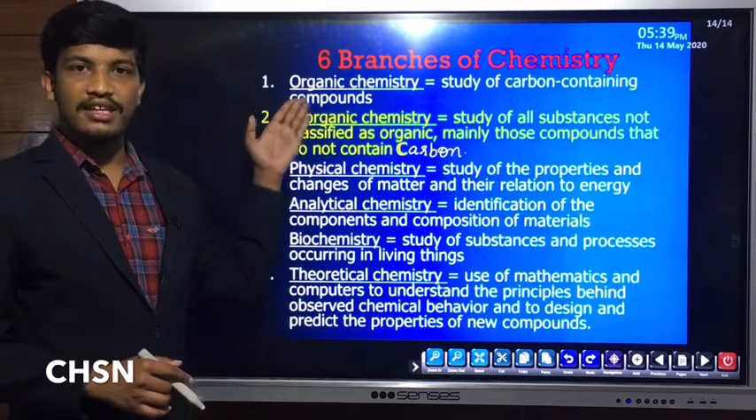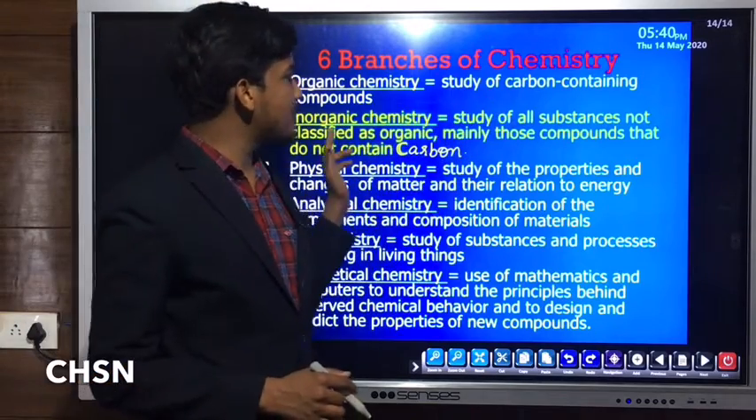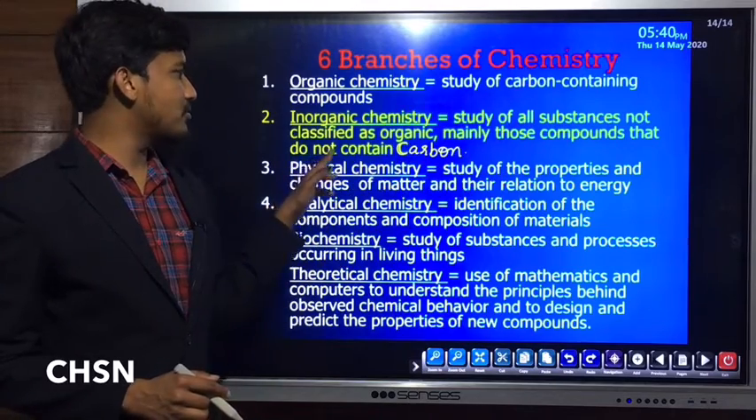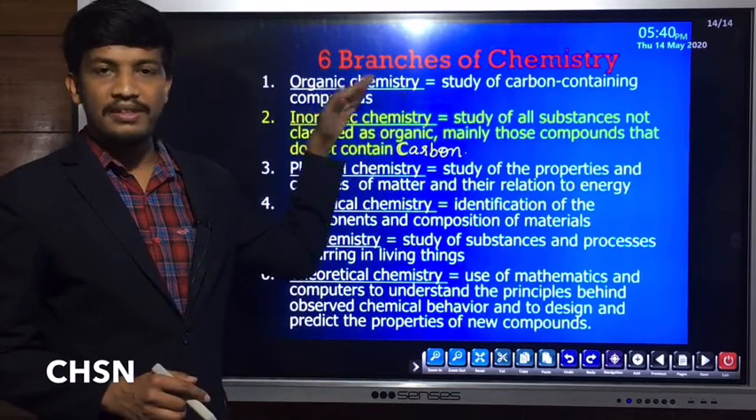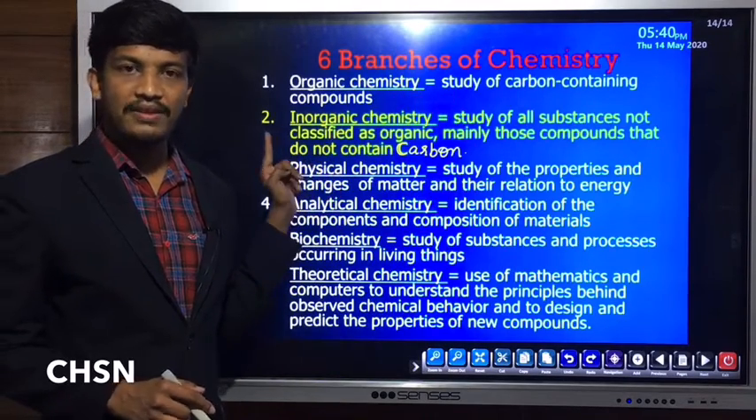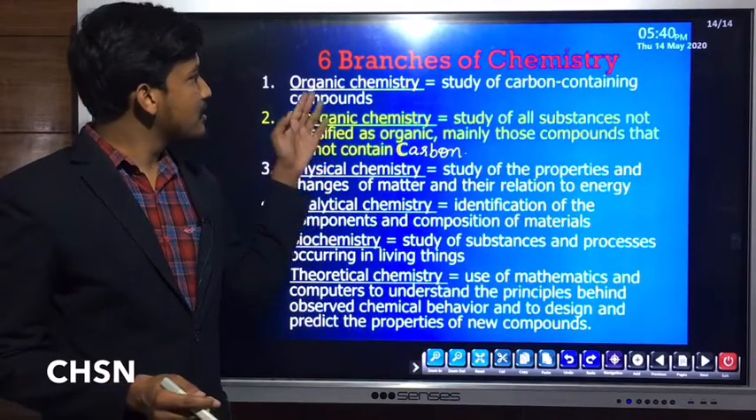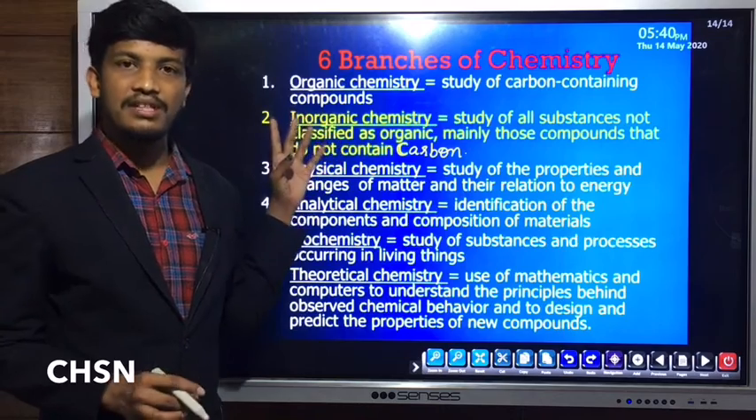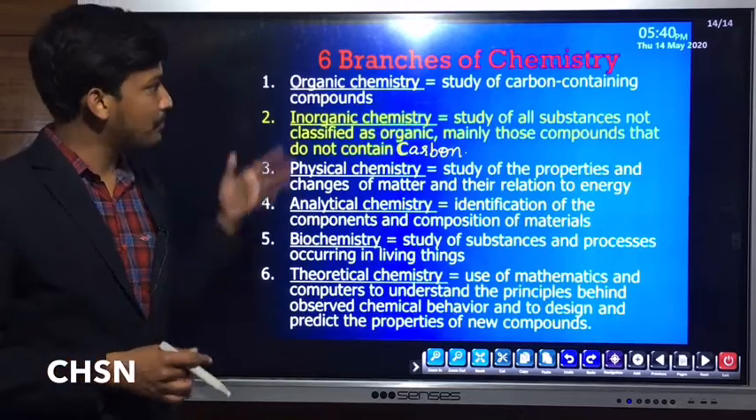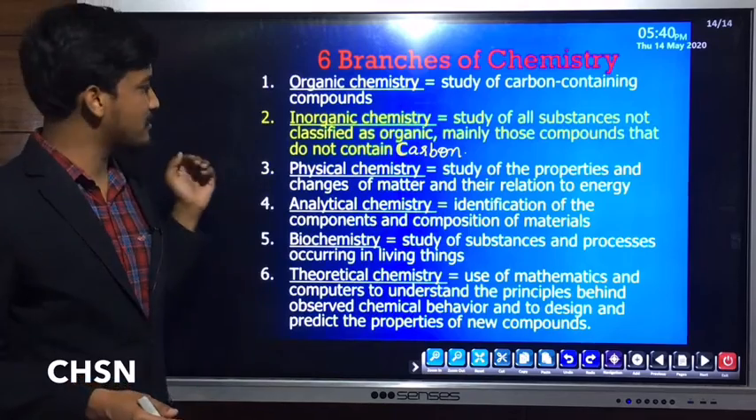Second one, inorganic chemistry. Inorganic, that is other than organic, so it is opposite to organic chemistry. It is the study of all substances not classified as organic, mainly those compounds that do not contain carbon. In organic chemistry, we study compounds which contain carbon atoms. In inorganic chemistry, we study compounds which do not contain carbon, that is, substances or compounds which are made artificially. But in organic chemistry, we study substances which are present in living things.